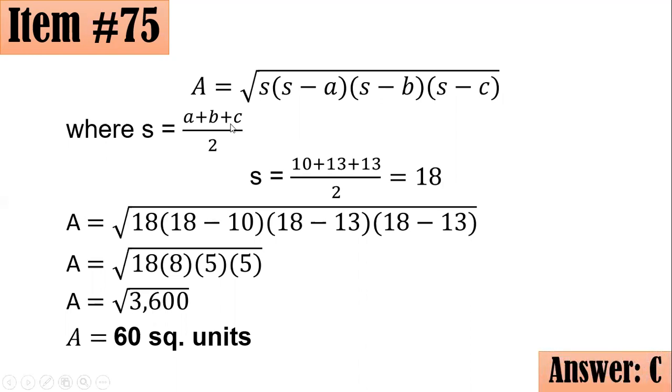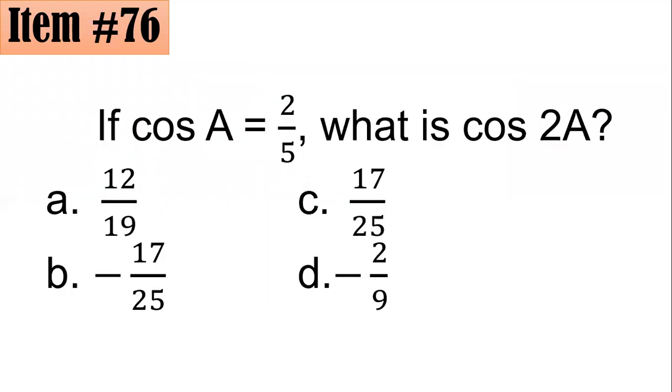76. Okay, so letter C po yung ating tamang sagot. 76 is cosine A equals 2/5. What is cosine 2A? Did you go for A, B, C, or D? Okay. So let's see po kung tama kayo.